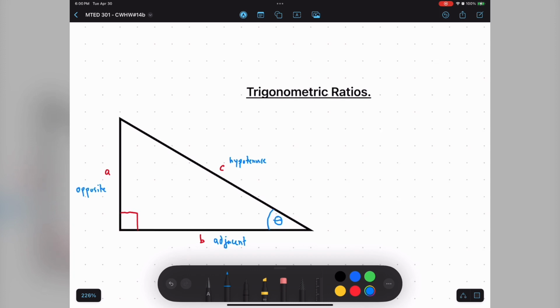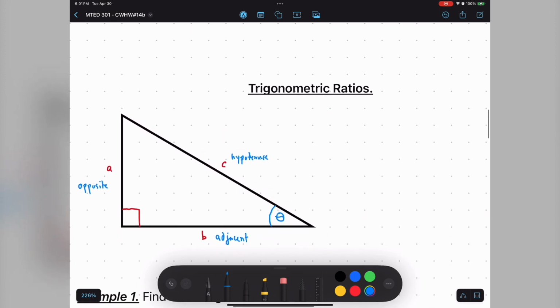So with trig ratios, if you've got some familiarity with them, you've probably heard of something called SOHCAHTOA. SOHCAHTOA is a quick, neat little way to help us remember some of our trig ratio formulas. So starting with sine is just opposite over hypotenuse. So that would be A over C.